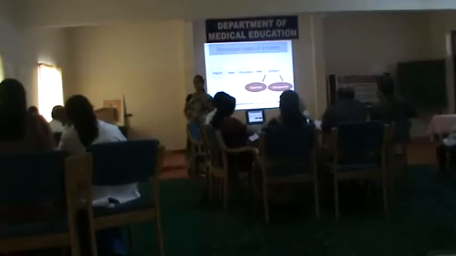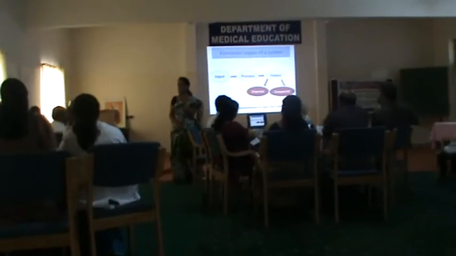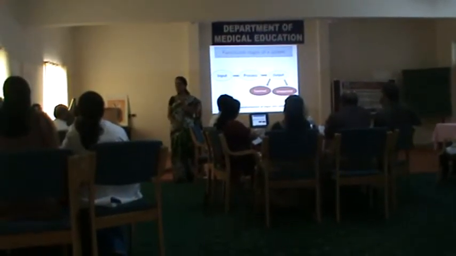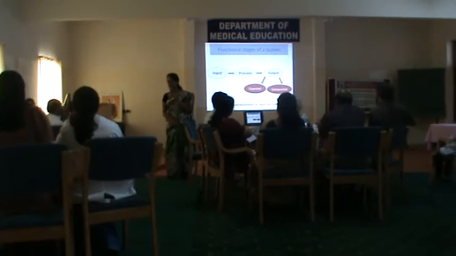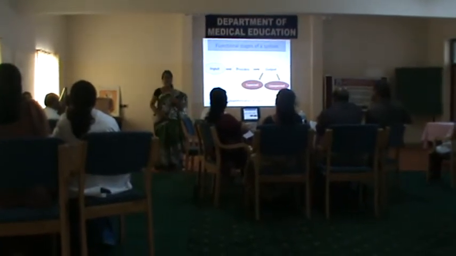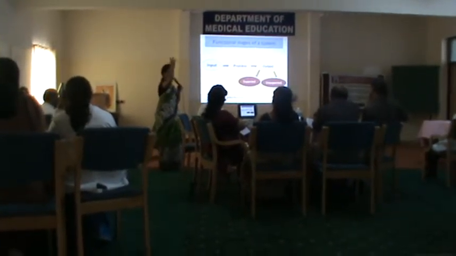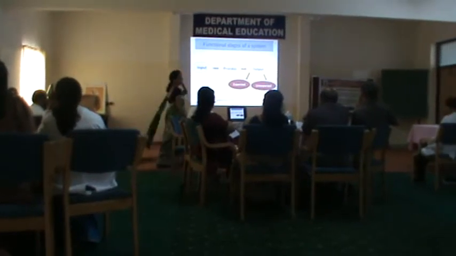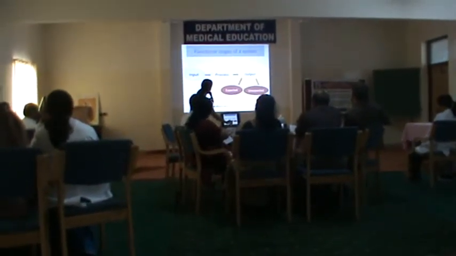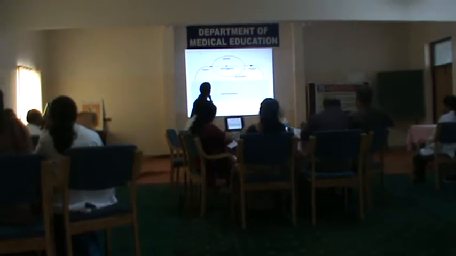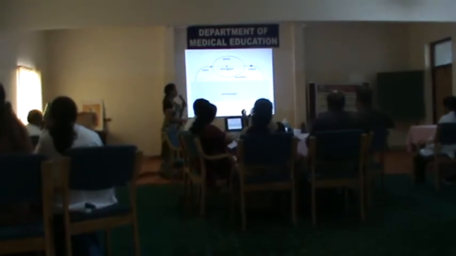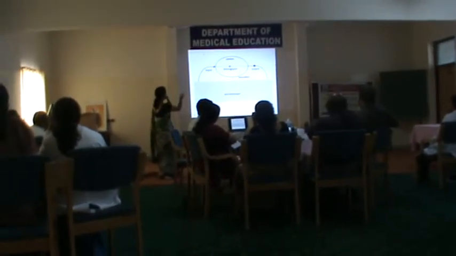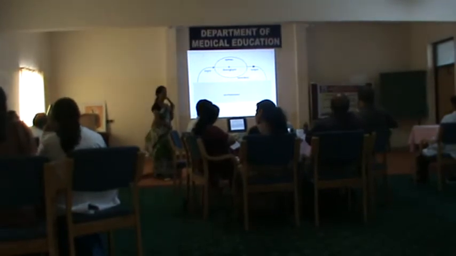So this input, if we just look at it, don't you think input is also output for some other system? So input here are plus 2 students, 10 plus 2. So that is their output for their college, wherever they study. So how output has become input here.